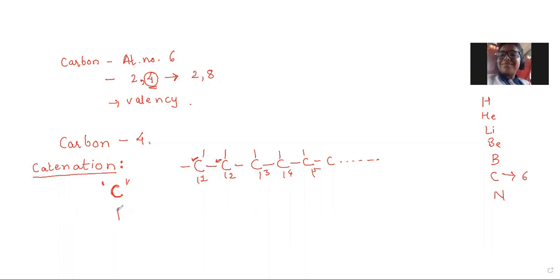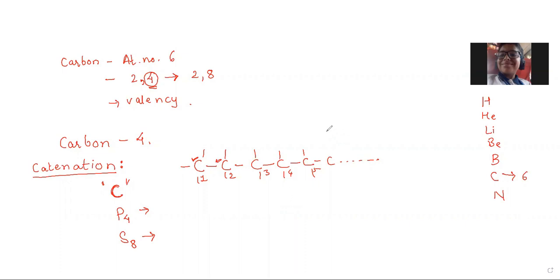So yes, there are some other elements like phosphorus and sulfur. They also show a little bit of this property. That means four phosphorus atoms can combine with each other, and eight sulfur atoms can combine with each other. So you can see a little of this property with phosphorus and sulfur, but not to such a large extent as carbon. Carbon forms the biggest number, or better to say that most of the compounds are formed from carbon.